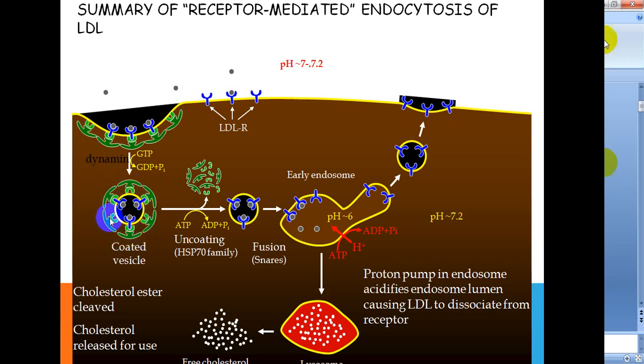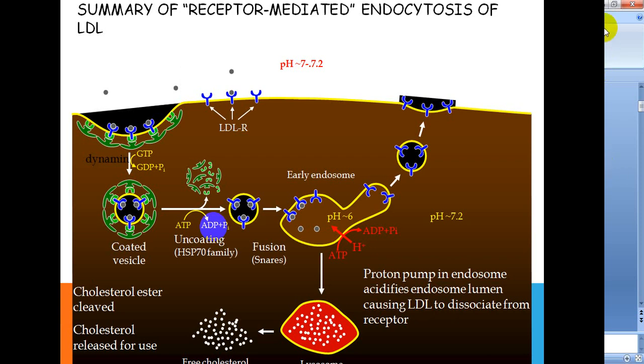Now this coated vesicle is uncoated. It is uncoated by an uncoating protein, that is the HSP70 family of chaperones, which is an ATPase that hydrolyzes ATP to ADP and inorganic phosphate, and that energy is utilized in dissociating the adaptin complex, that is adaptin and clathrin, from this coated vesicle. As a result, a naked vesicle is formed.